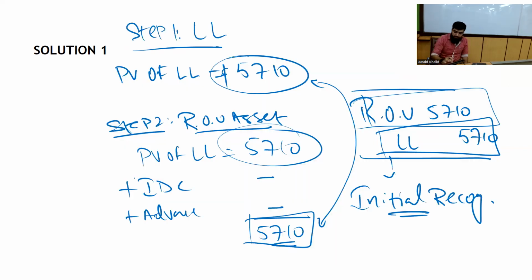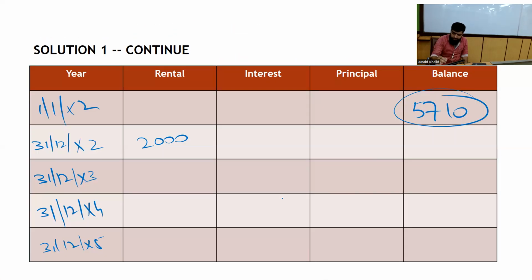Now the rate of interest was 15%. 5710 at 15% would make 857. It means if I'm paying a rental of 2000 to the lessor, in this rental I'm paying 857 as interest. In this 2000 rental, I'm paying the amount of 857 as interest. That is a finance cost I'm paying to the lessor.